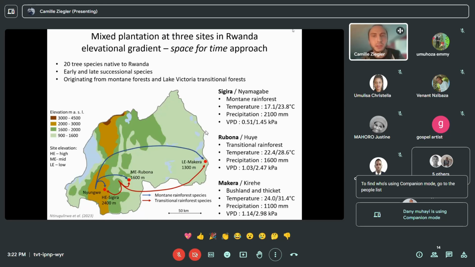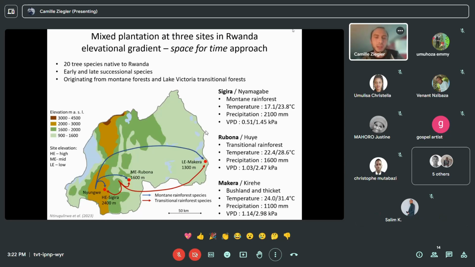This is called a space for time approach, because planting trees from, for example, the mountain forest at lower elevation mimics climate change. For example, in Rubona, it's 5 degrees hotter than in Sigira, and so it's in line with the projections of climate for the future. So this allows us to study species as if we were in the future.